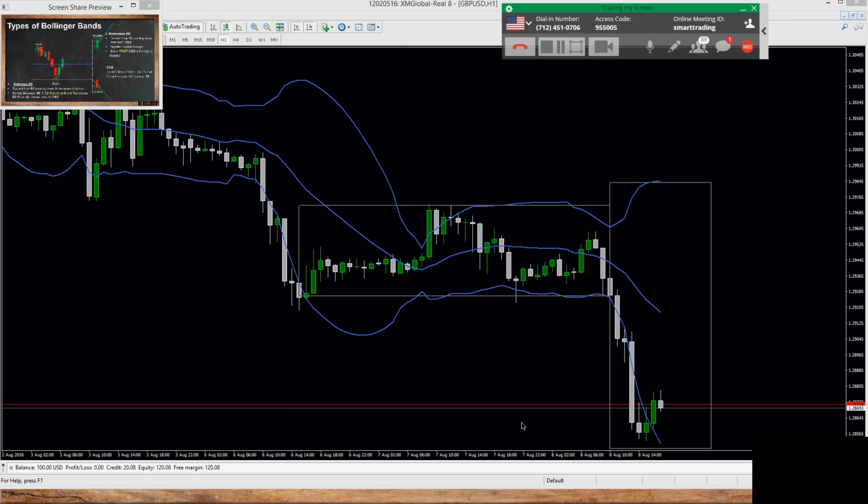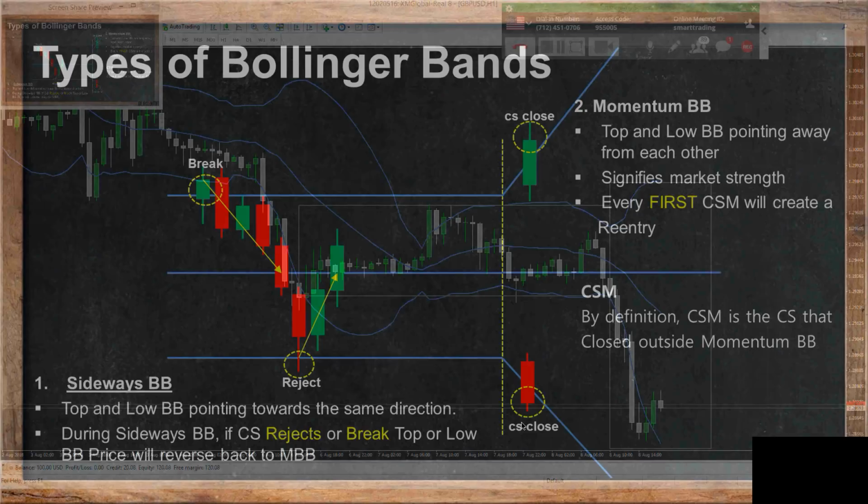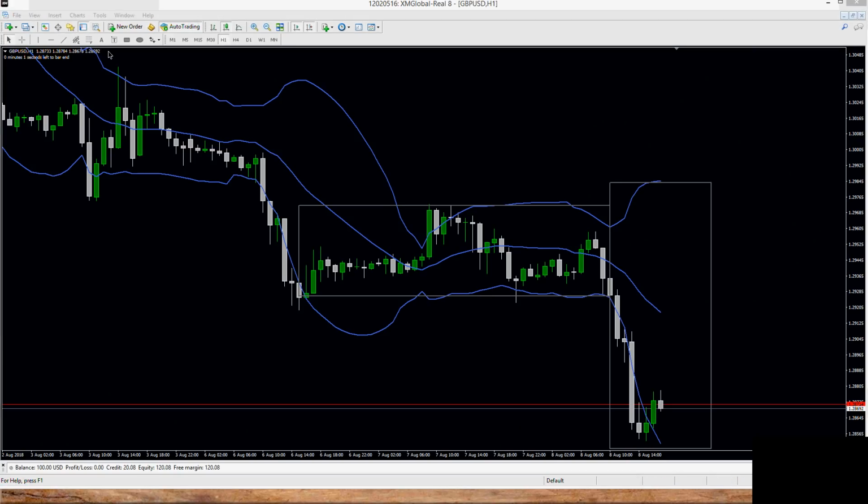Alright, so let me go through with that. So we have a momentum Bollinger Band over here. Okay, so top and low BB are open. So this is your first momentum. So every first momentum will create a re-entry.